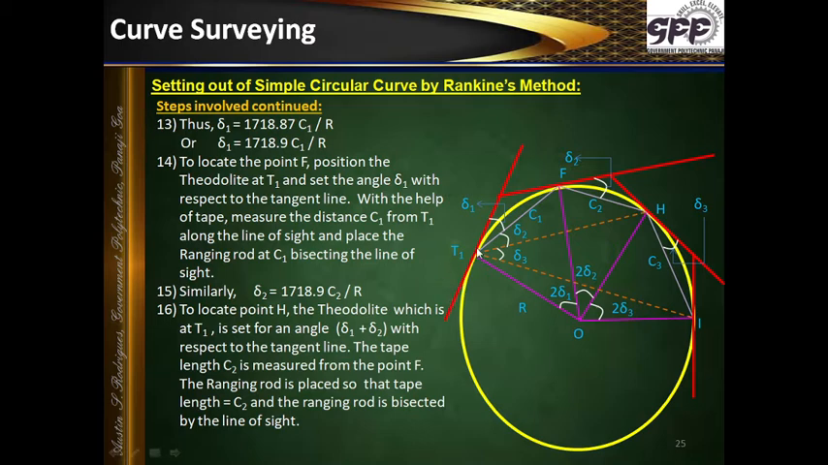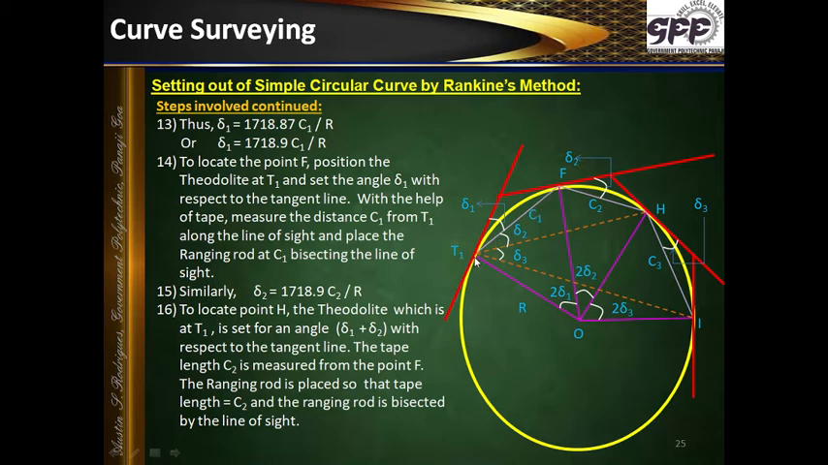First I set up the theodolite over here at the point T1. I make the vernier A as 0. I have been looking in this direction. Now I set the vernier A to the delta 1 angle. After setting up, I clamp all the screws. That means my telescope is looking in this direction.